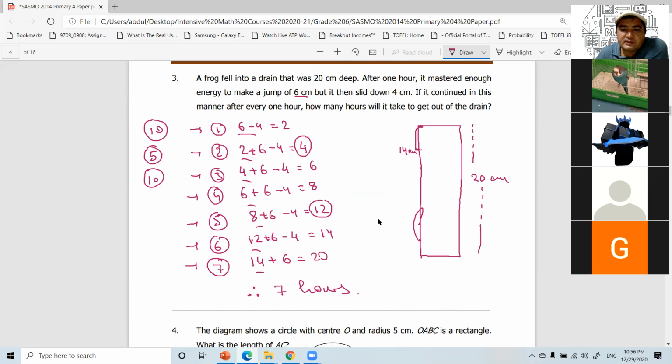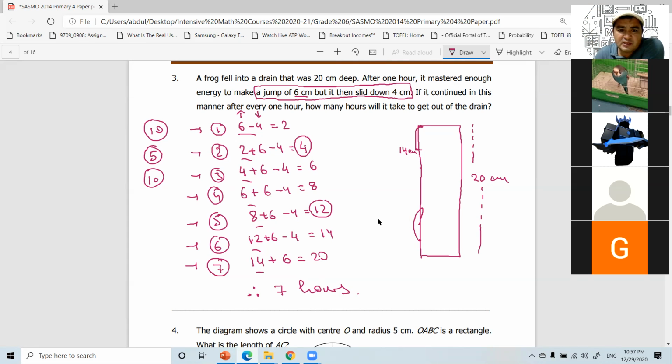No, look at this sentence. It mastered enough energy to make a jump of 6 centimeters, but it then slid down 4 centimeters. What does it mean? Plus or minus? In 1 hour it jumps 6, but the drainage is very slippery, so it slides back down 4 centimeters. That's why this one is a jump, and this one is a slide down, again 4.